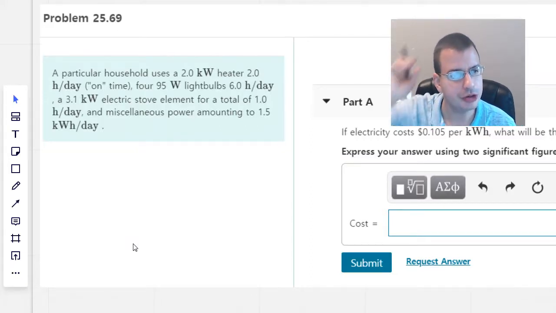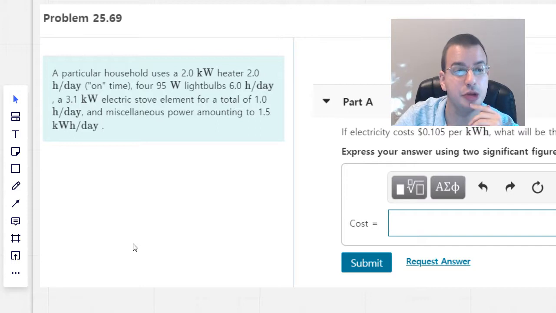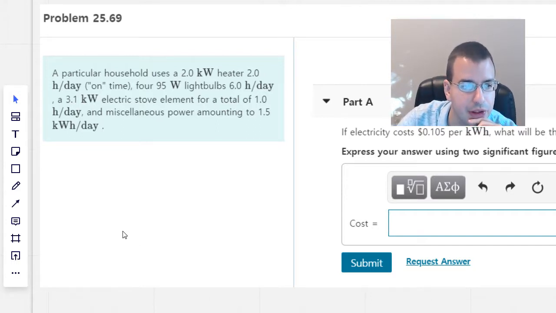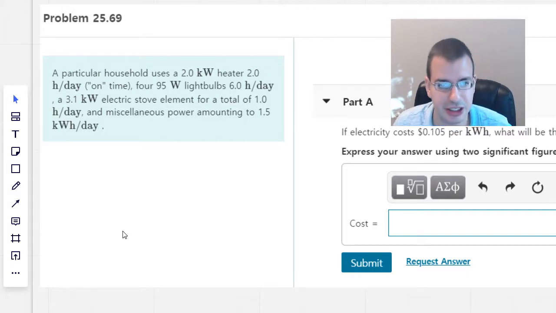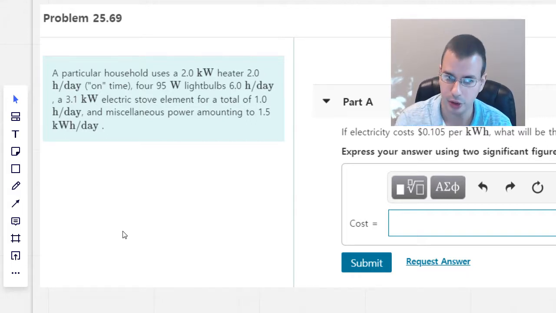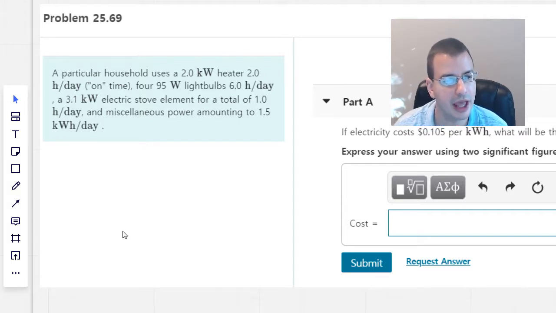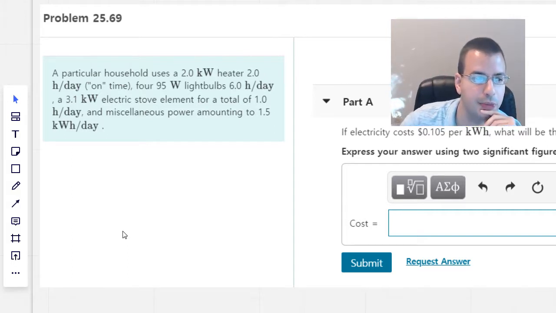A particular household uses a 2 kilowatt heater for 2 hours per day, 4 95-watt light bulbs for 6 hours per day, a 3.1 kilowatt electric stove element for a total of 1 hour per day, and miscellaneous power amounting to 1.5 kilowatt hours per day.